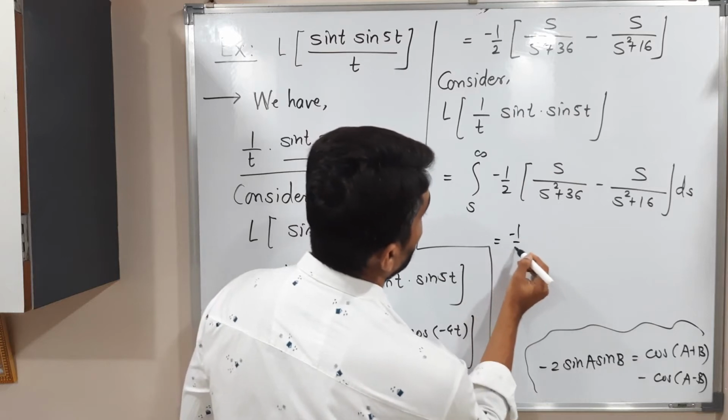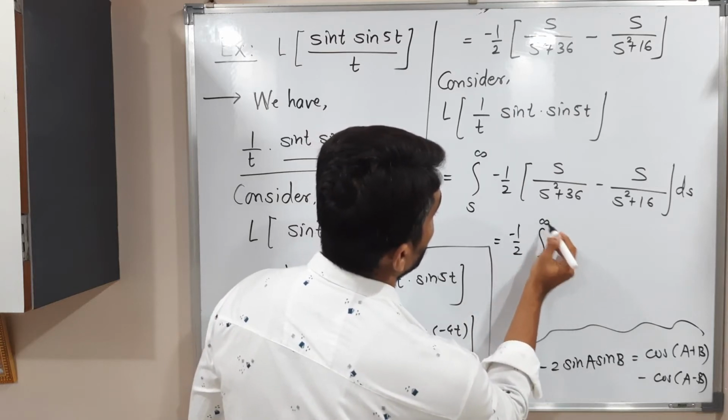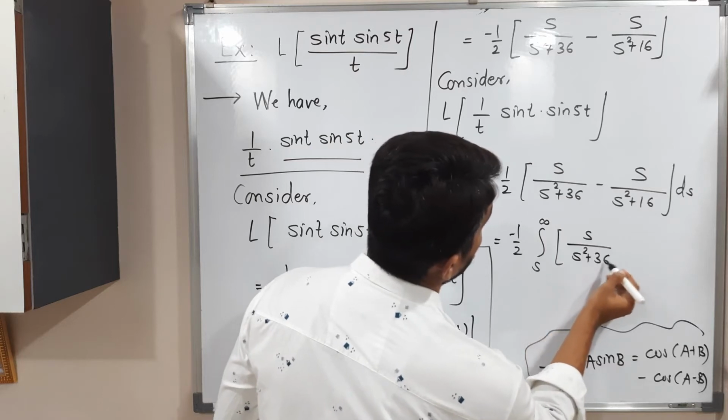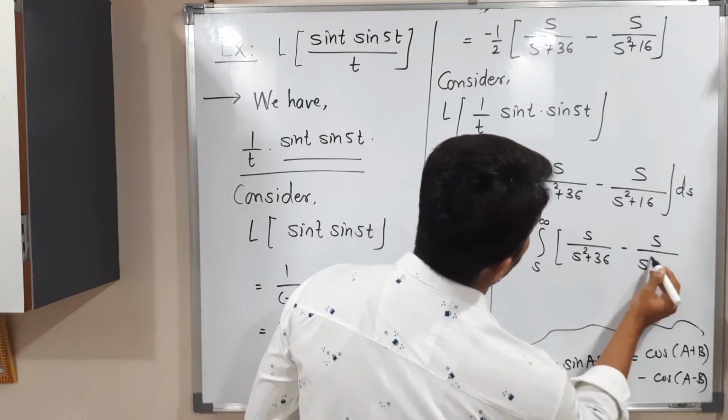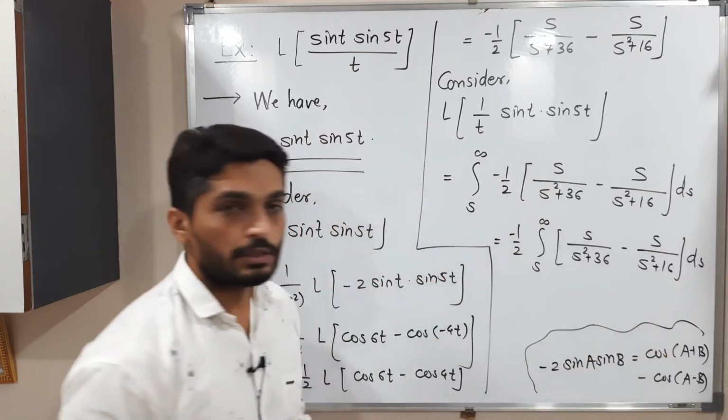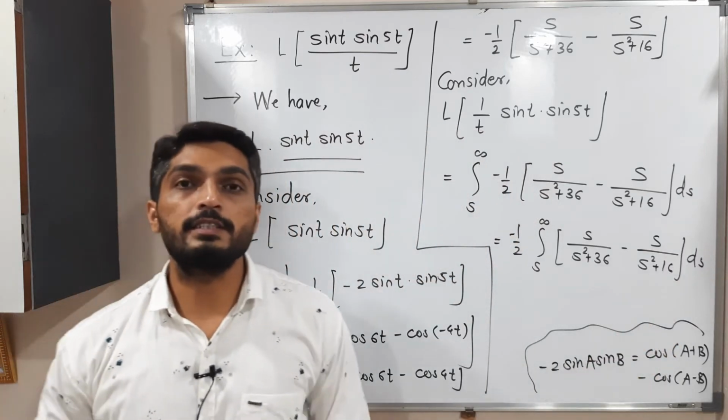So minus 1 by 2 integration s to infinity in bracket s upon s square plus 36 minus s upon s square plus 16 ds. So now the question is how to find the value of this integration.